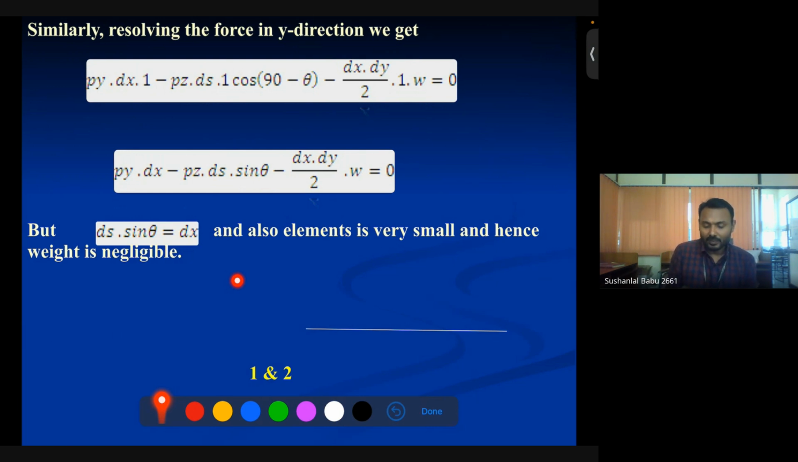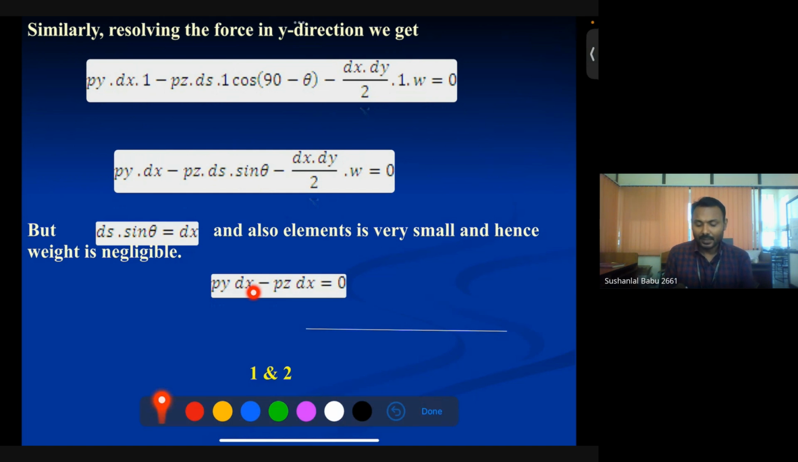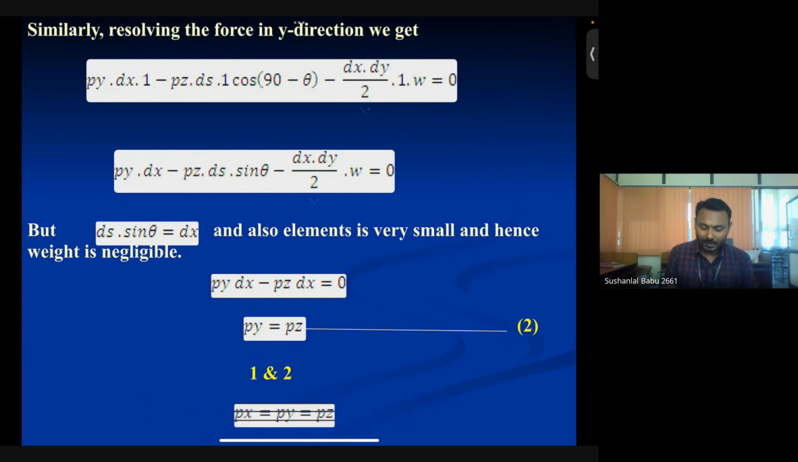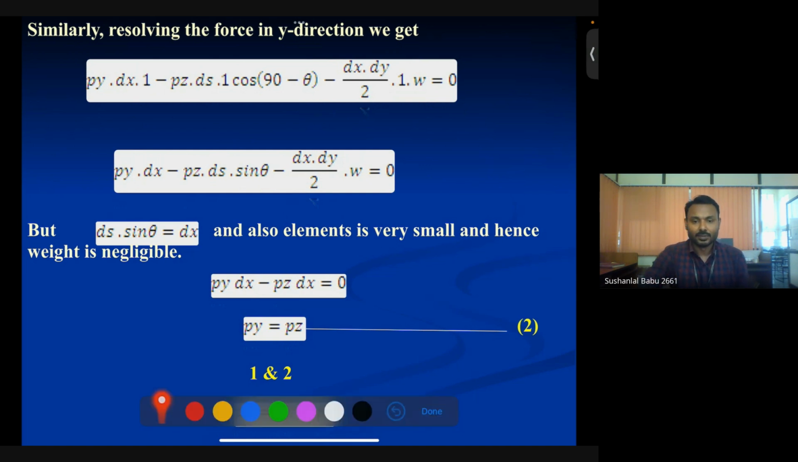So we will neglect the weight, and we get another expression, py dx minus pz dx equal to 0. From that equation, py equals pz. Finally, we can say px equals py equals pz. That is called Pascal's law. So this is Pascal's law. Okay, thank you.